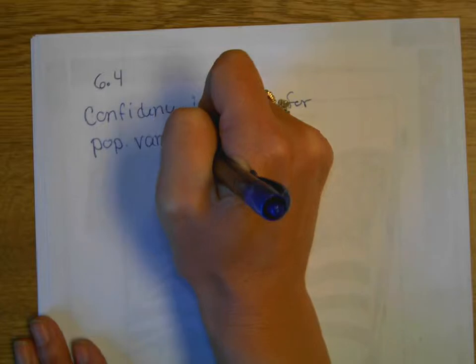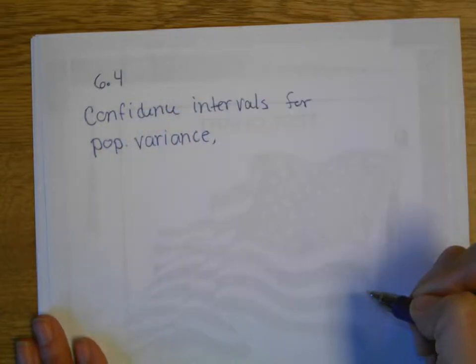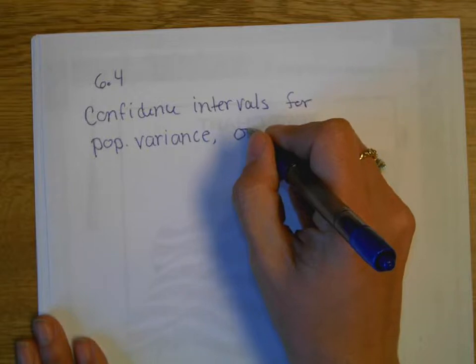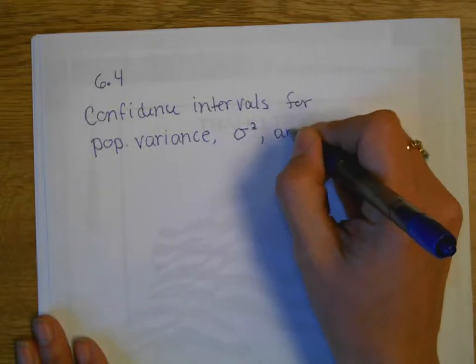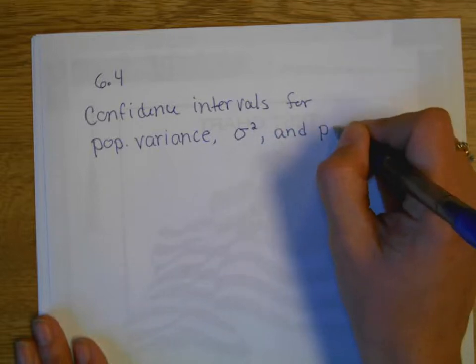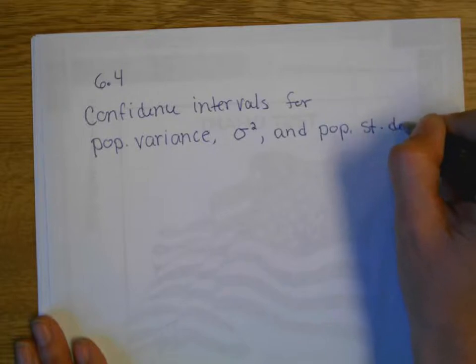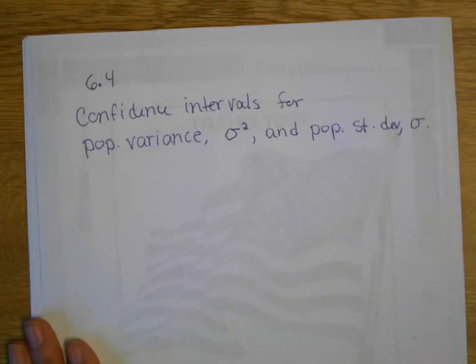For population variance, do you remember the symbol for population variance? It is sigma squared. And population standard deviation, which is just sigma.